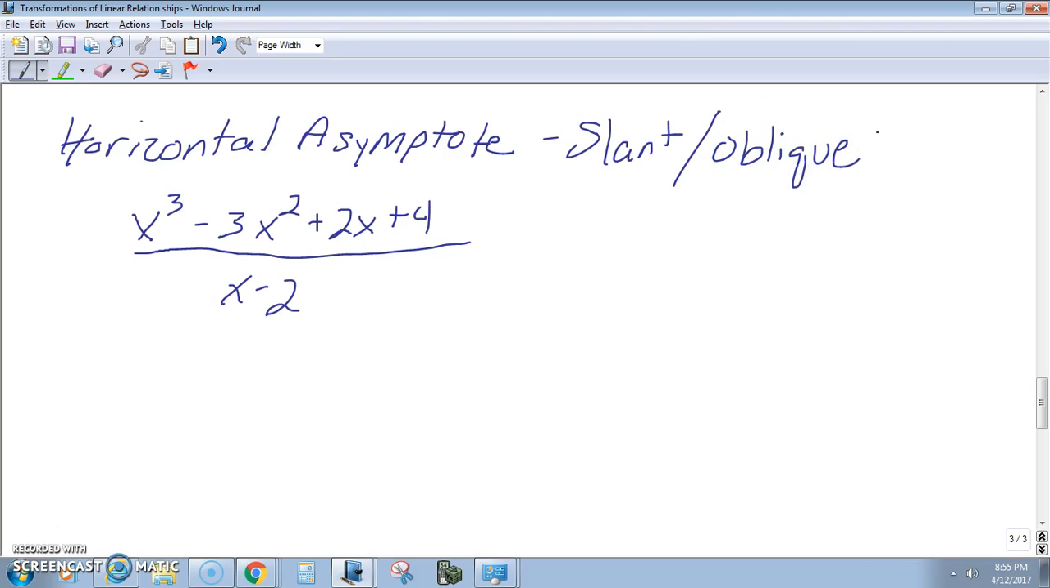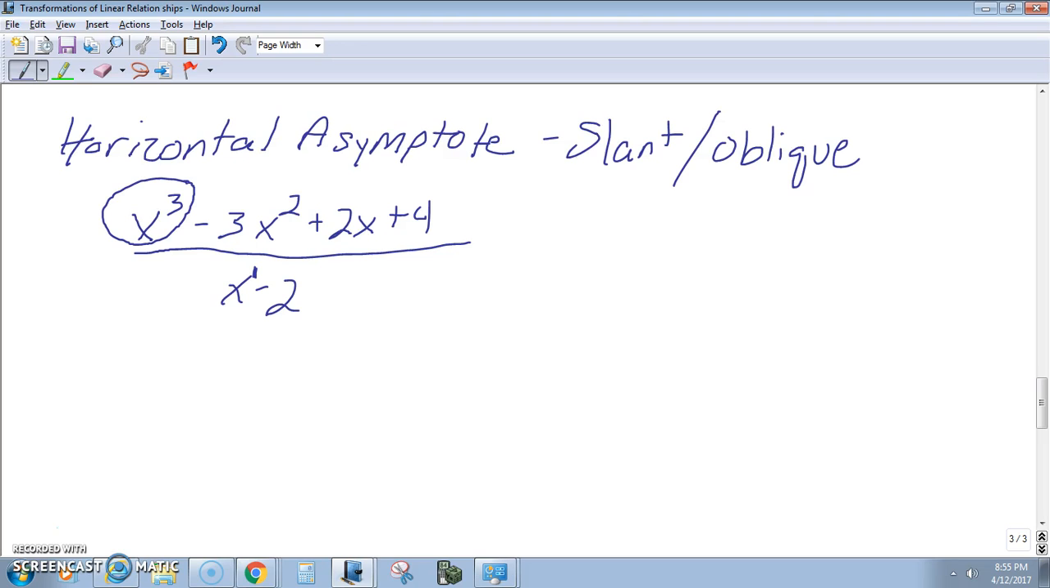Oblique asymptote. And that is when the degree of the numerator, so here we have the degree of the numerator is to the third power, is greater than the degree of the denominator, and this one on the denominator is just to the first power. And that's going to be a slant or oblique. The asymptote is going to actually be a function. And we're going to divide in order to figure that out.